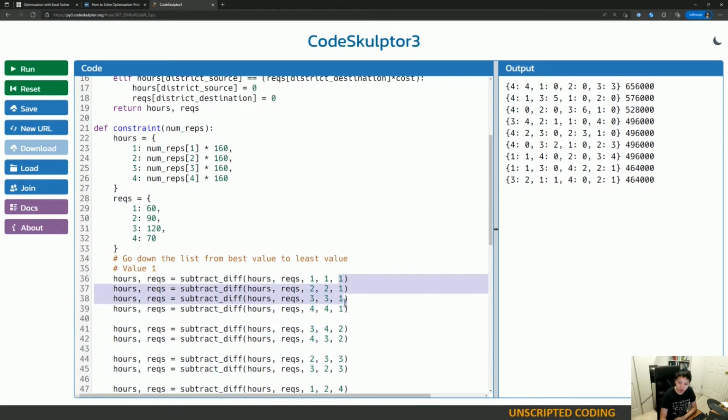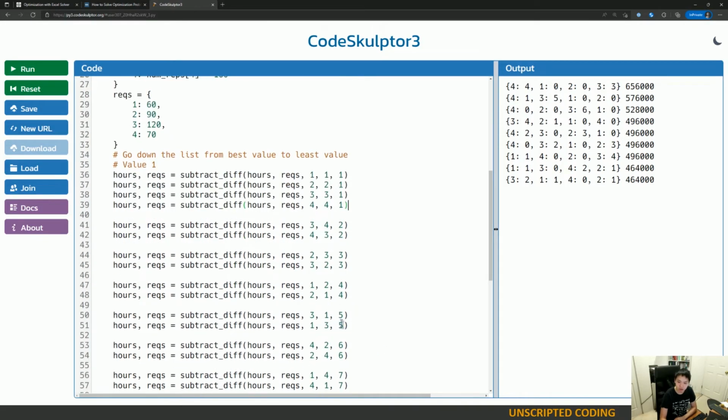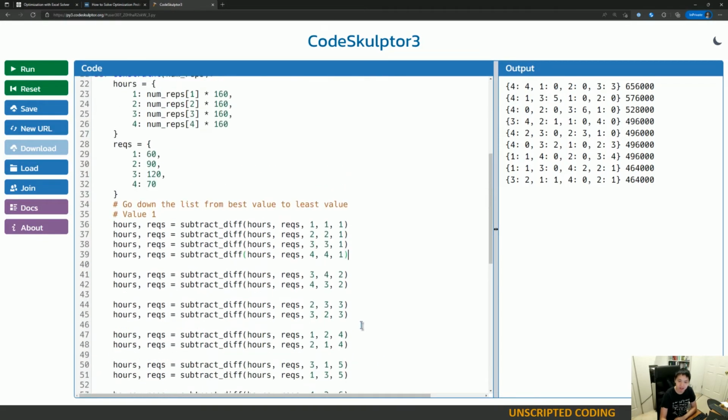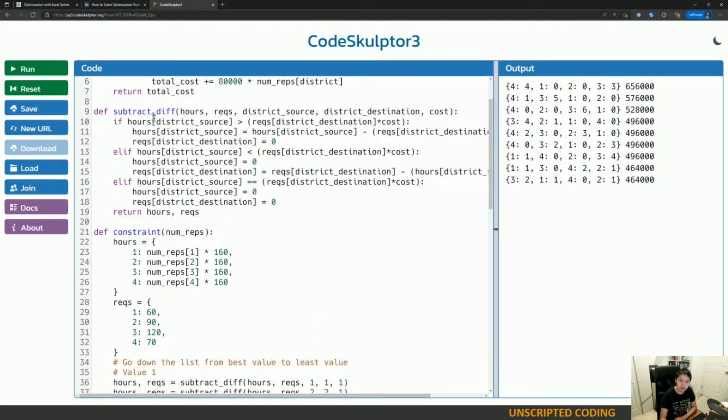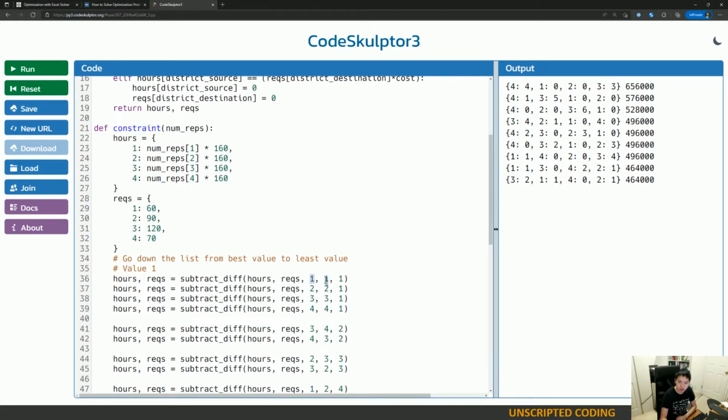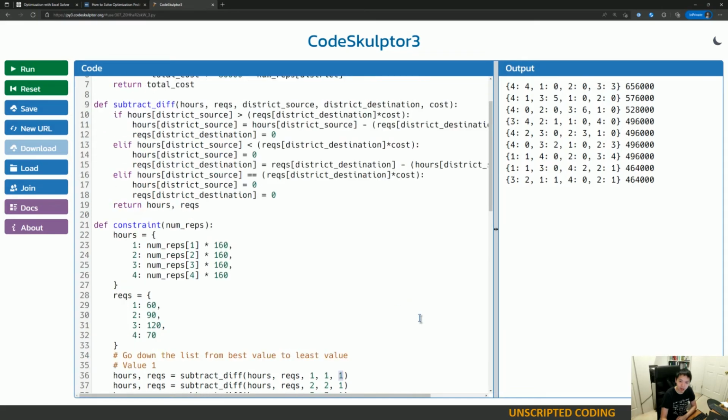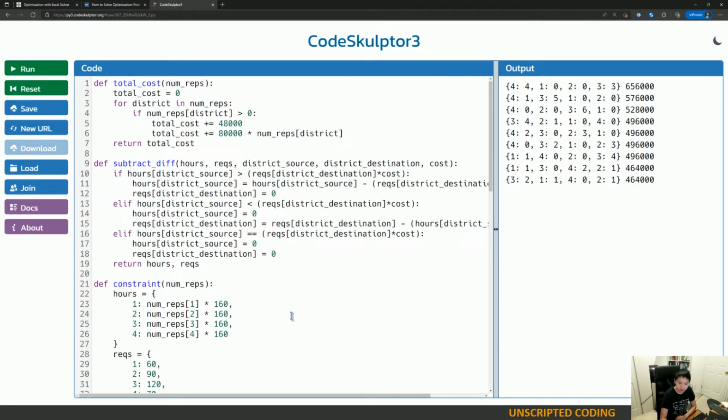We are going through the value 1. This is the last digit. Then the 2s, then the 3s, then the 4s, then the 5s, then the 6th, then the 7th. But basically, this subtract diff file takes the hours and requirements and updates it accordingly. We have the district source, the destination, and the value, the cost.